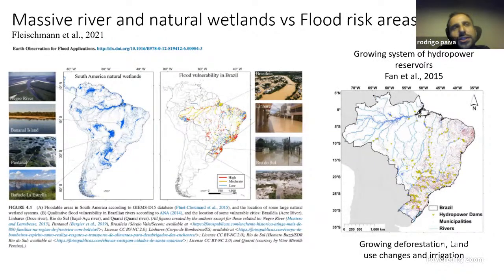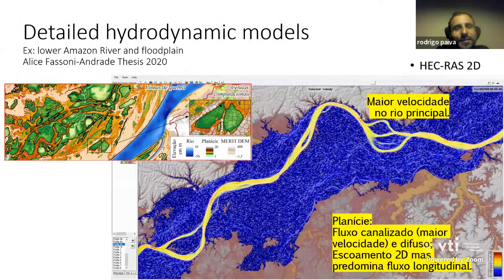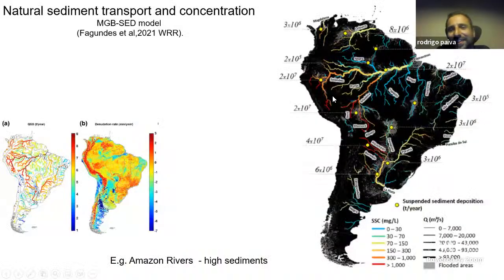Or for example, if you change the sediment fluxes in rivers, most of the sediments I showed come from the Andes. So what would happen if we build several reservoirs here that trap the sediments, and the sediments cannot come to the main Amazon River and the flood plain and so on? So there is a very important concern related to that. And some papers did some analysis using simplified methods, but I think we have room for several research efforts to help decision makers coordinate these future developments.